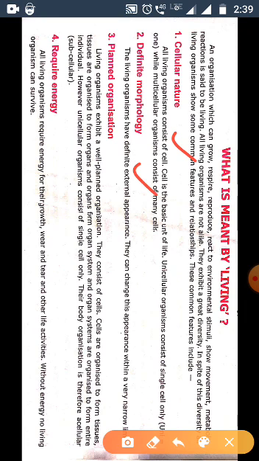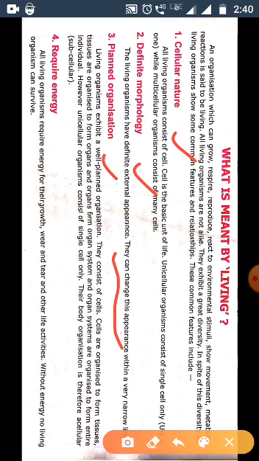Definite morphology. The living organisms have definite external appearances, meaning their physical body is the same, alike in a particular species. They can change this appearance within a very narrow line. Third one is organization.